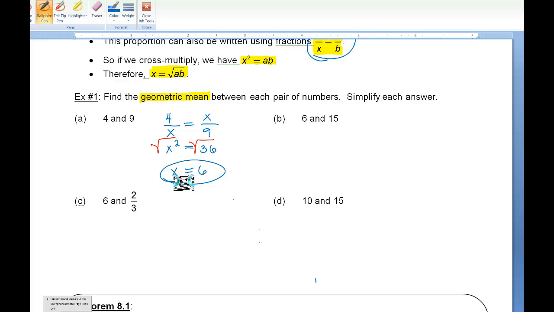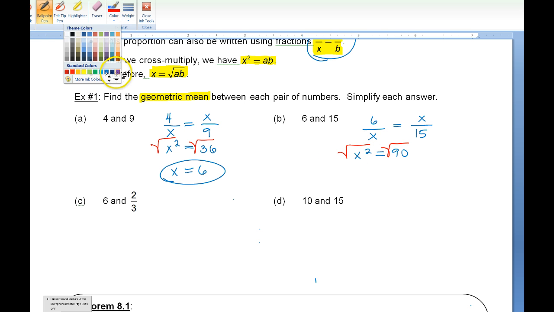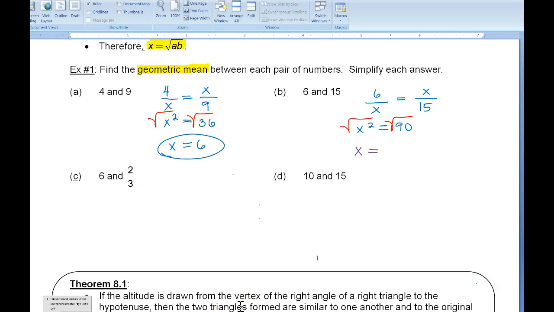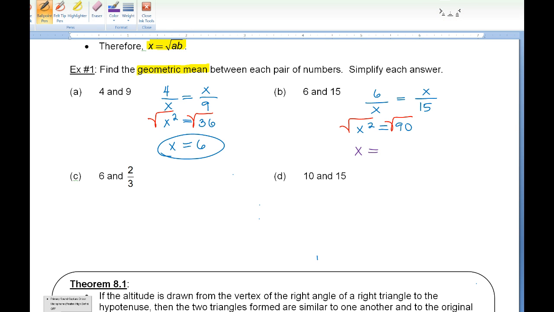So let's take a look at the next one, 6 and 15. So x is the geometric mean of 6 and 15. x squared equals 90. So when I take the square root this time, you may remember we did that in one of the last lessons in the last chapter. We practiced reducing radicals. So the largest perfect square that we have is going to be 9. So we have 9 times 10. So the square root of 9 is 3. So we have 3 square root of 10.